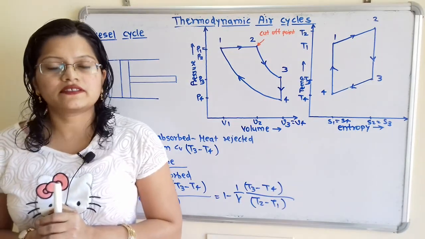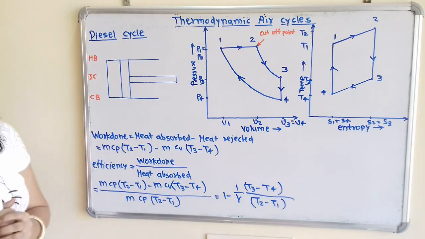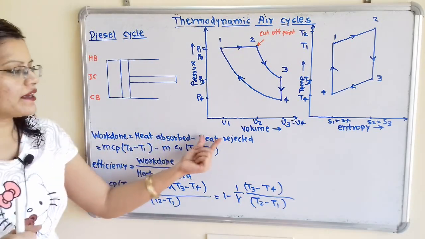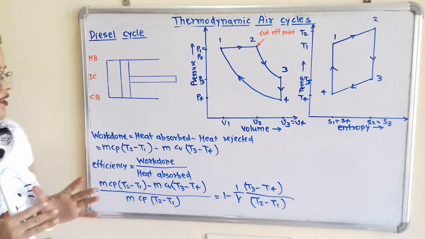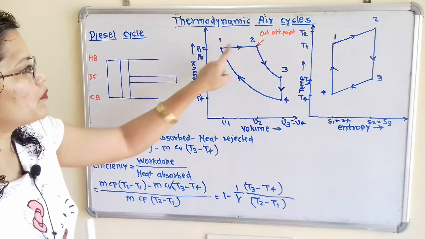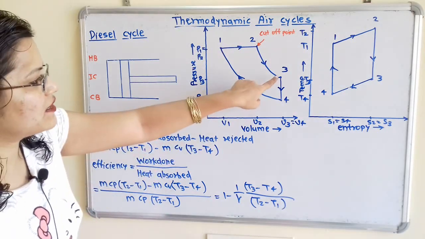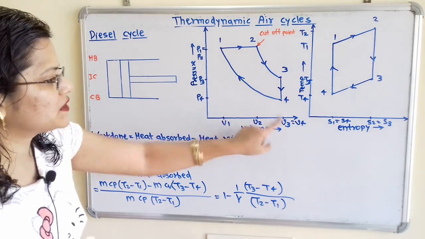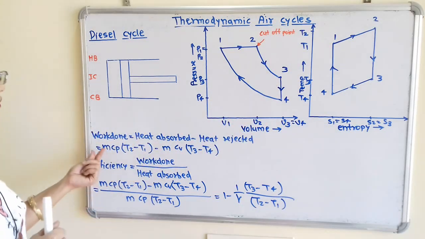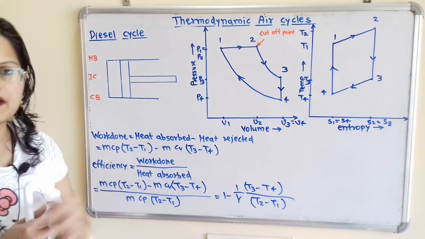Let us understand some formulas related to the diesel cycle. Work done is equal to heat absorbed minus heat rejected. Now if we observe, heat is absorbed during the process 1 to 2 at constant pressure, and heat is rejected during the process 3 to 4 at constant volume. So what is the formula? m Cp (T2 minus T1) minus m Cv (T3 minus T4).